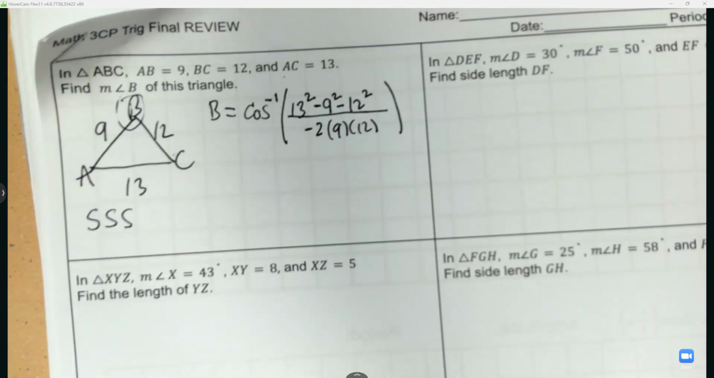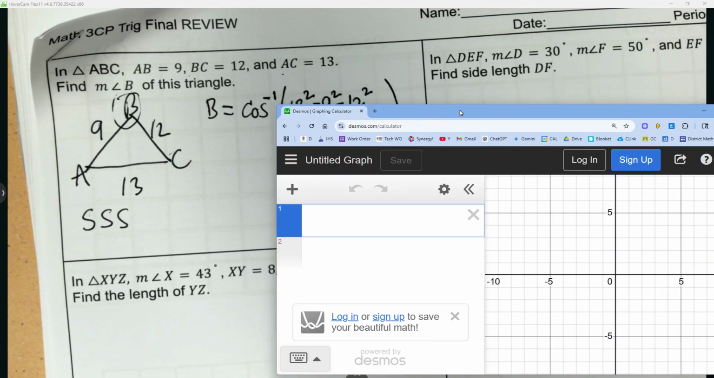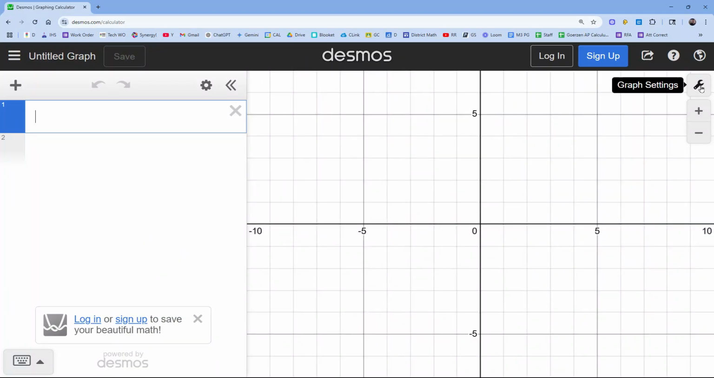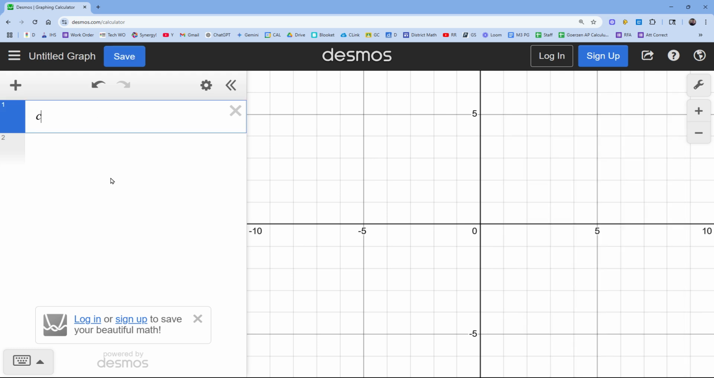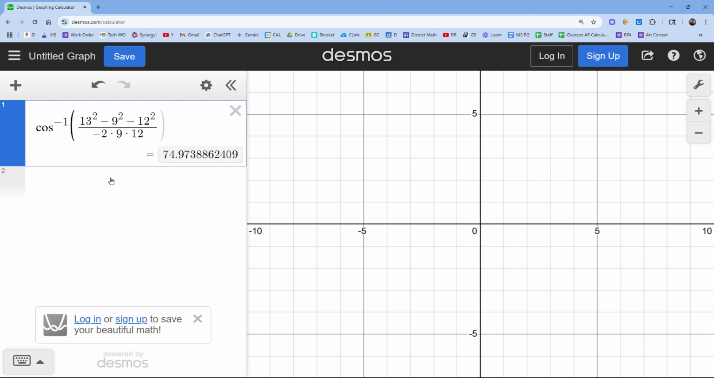Then we go to Desmos. So if you need to, press pause. I'm going to show you Desmos. You got to make sure when you click the wrench that you see degrees highlighted. All right, now that degrees are highlighted, I can press cosine and the exponent -1, and then inside I'm going to have a ratio. So that's 13 squared, subtract 9 squared, subtract 12 squared, and then in the denominator is -2 times 9 times 12. And I'm just going to round it to 75 degrees.